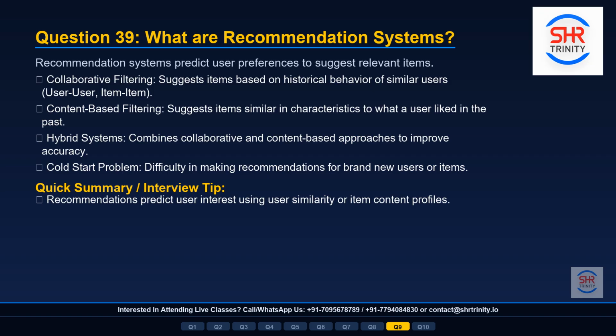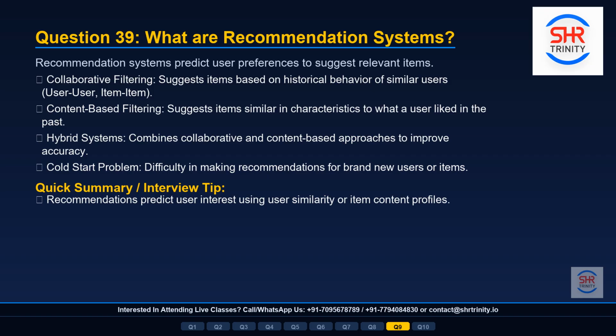Second, content-based filtering, which recommends items based on the descriptive features of the items themselves, mapping them against a profile of what the user liked in the past. Third, hybrid systems, which combine both approaches to eliminate their individual limitations. A major challenge in recommendation systems is the cold start problem, which occurs when a brand new user or item enters the system, providing no historical data for collaborative filtering.